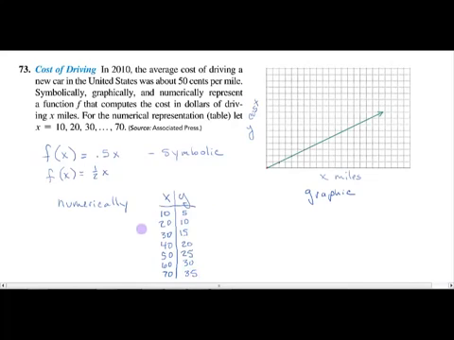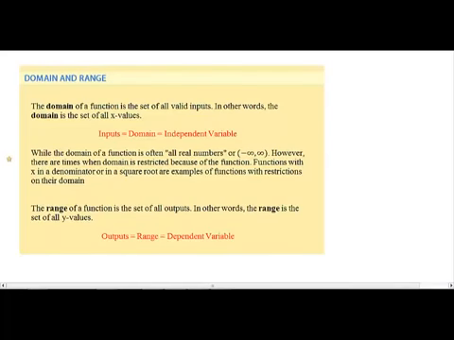Right, you can see that a numeric representation is not a complete representation of that function, because we could drive maybe 12.8 miles, and that's not on the table. So you have to understand that the numeric representation of a function is not complete. It's going to be for specific values that you're told to put in, or something that makes sense in a presentation. Here we have a definition for domain and range.